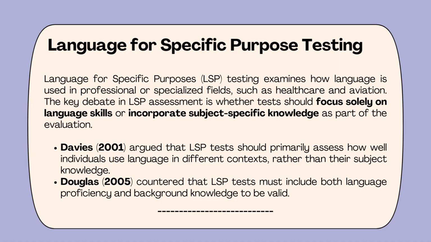So Davies' arguments focus on language use in context. He argued that the LSP test should primarily evaluate how well individuals use language in different professional or academic settings rather than subject matter. The goal of this test, according to Davies, is to ensure that the individual can communicate effectively in their field, rather than test their knowledge in that field.